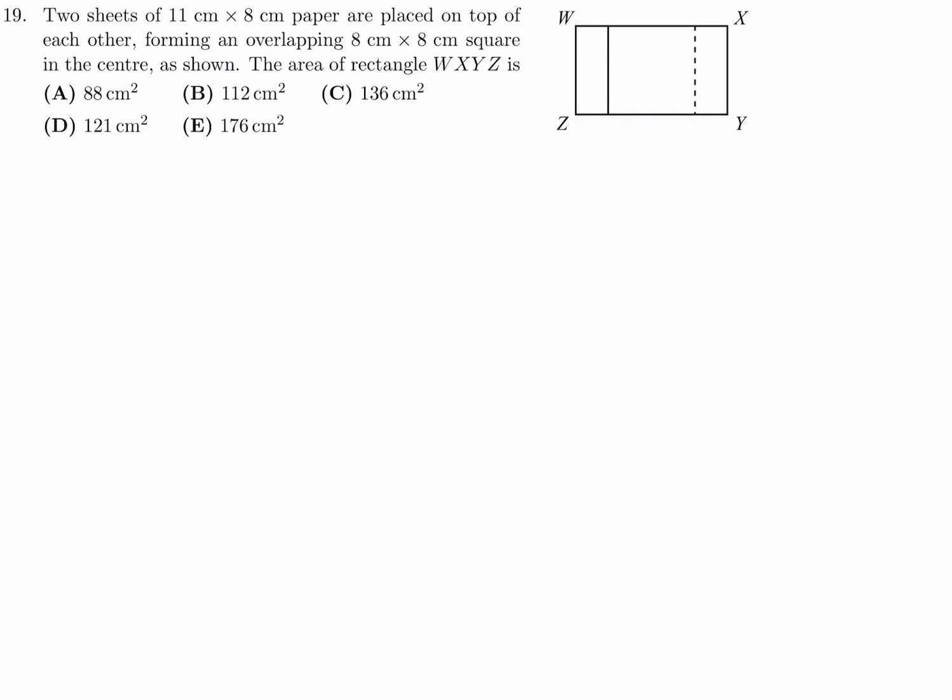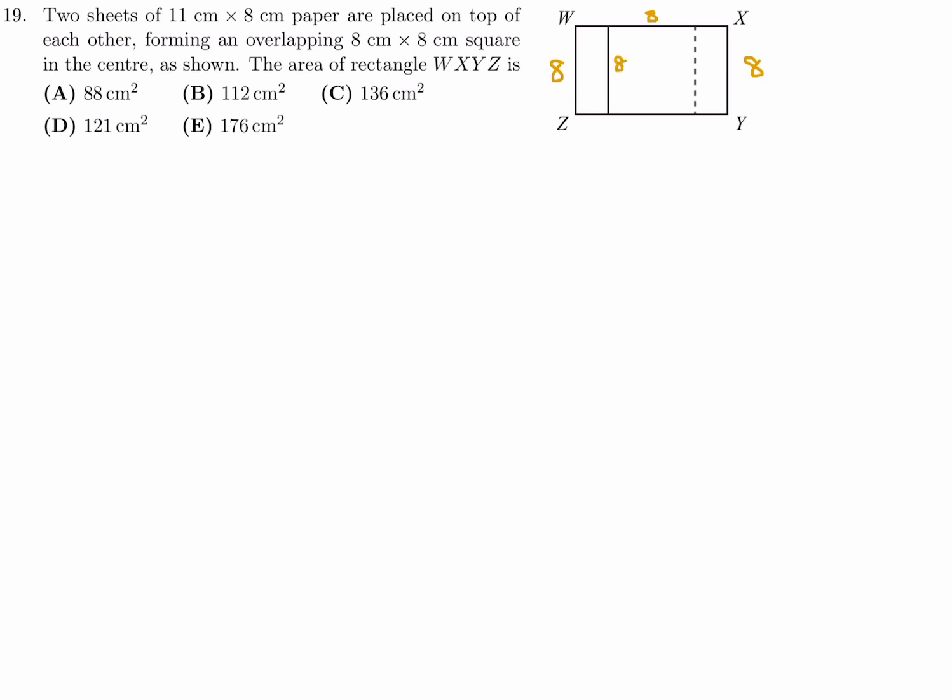Two sheets of 11 by 8 paper are placed on top of each other, forming an overlapping 8 by 8 square in the center as shown. The area of the rectangle WXYZ is... So 11 by 8. So this is 8 and this is 8. And then they're saying that the square is also 8. This is going to be 8.